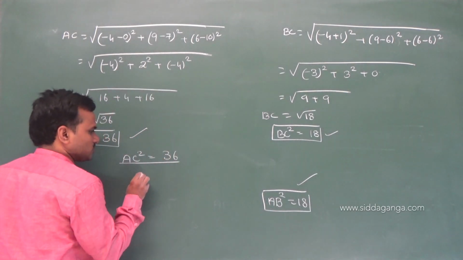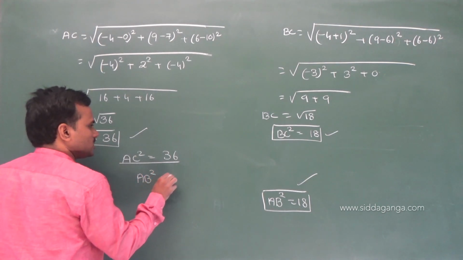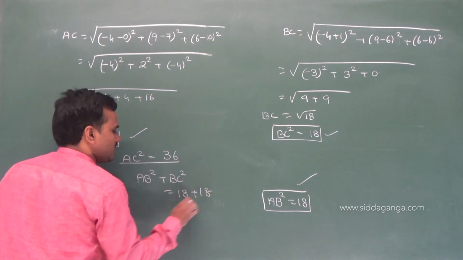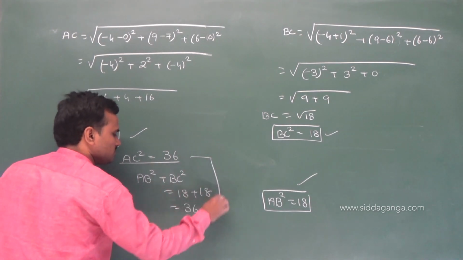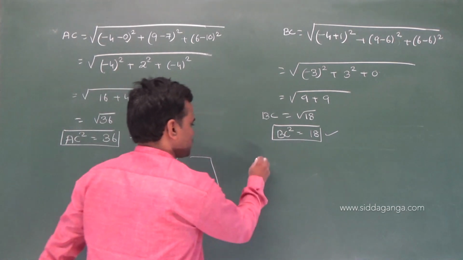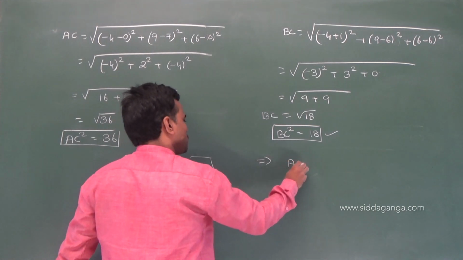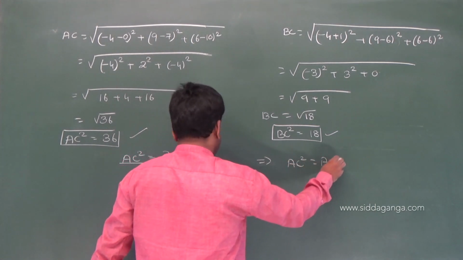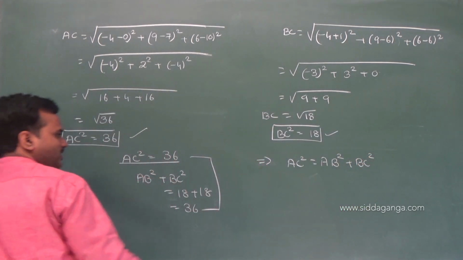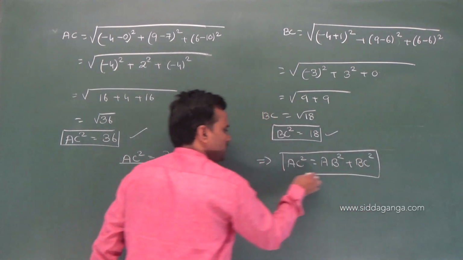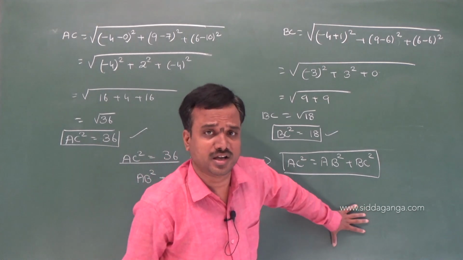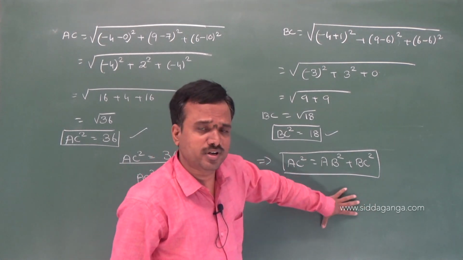Calculate the sum of the other 2 values, AB square plus BC square. AB square is 18, and 18 plus 18 is equal to 36. That implies AC square is nothing but AB square plus BC square, correct? This is nothing but the Pythagoras property of a right angle triangle.